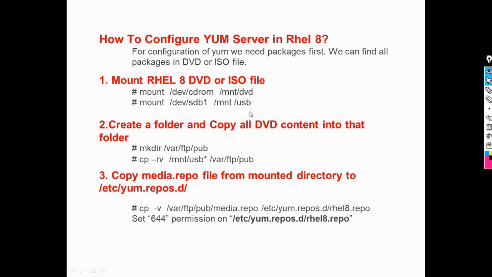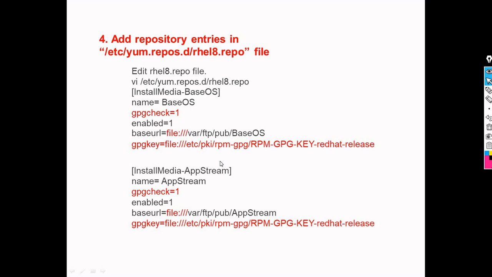Initially you have to mount it to a folder, either sdb1 or USB, then copy it to /var/ftp/pub. Then you have to copy the repo file to /etc/yum.repos.d, that is for RHEL 8, and assign the permission 644. In the local machine you can continue with the same script, but the only changes are in the remote machines, that is the client machines. Here you need to mention FTP and the IP address, which I will show you how to do.